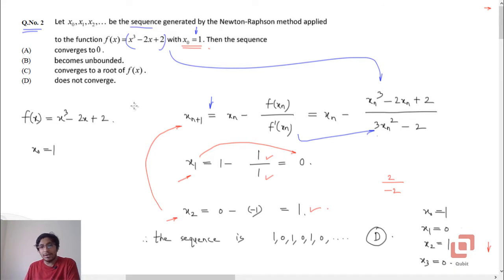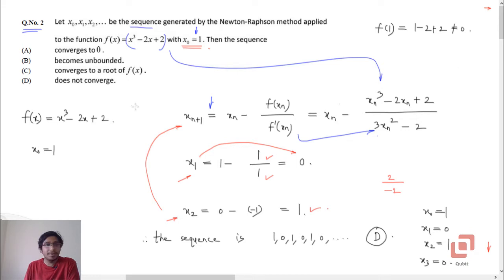Now let us see whether 1 and 0, any one of them or both of them, are roots. Okay, clearly 0 is not a root because there is a constant term. And what about 1? Is f of 1 equal to 0? No, this is not equal to 0.